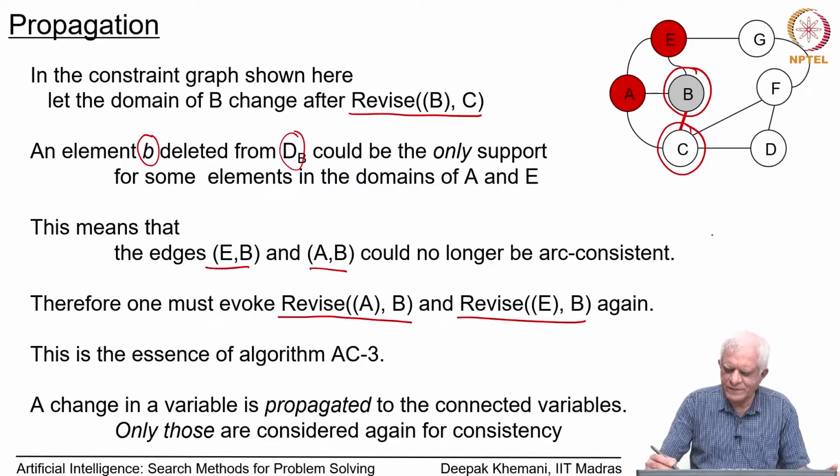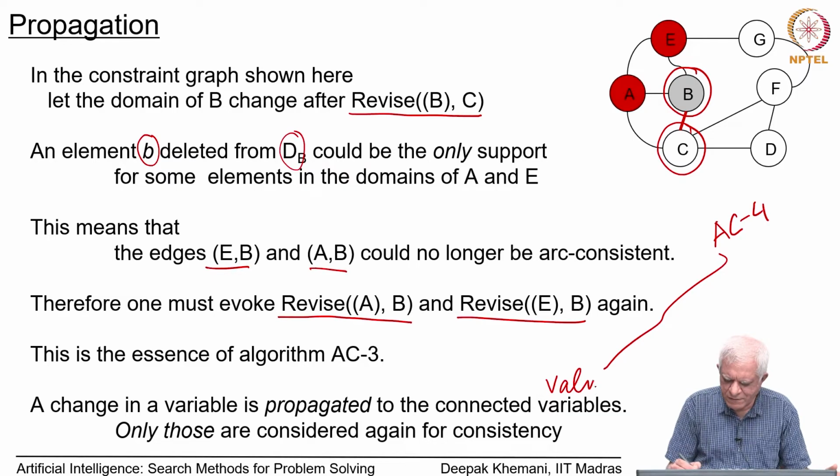There is another algorithm, which we will not go into, called AC4, which talks about values. You do not do the whole variable itself. So, you do not look at all values in A and in E to see if they are consistent. You know that you have deleted b from the domain of B, just look at those values in A and E which were supported by b, and if that was the only support for those values, then you have to do something to make them R consistent. That is an even more fine grained level of looking at the problem, and that is the algorithm AC4, which we will not go into, because it requires a bit of an initial setup that we do not have time to look at.